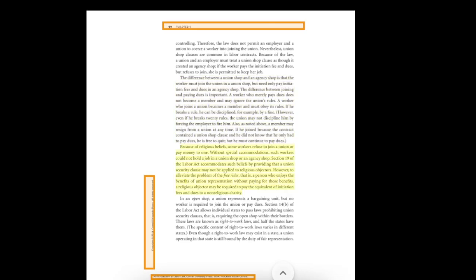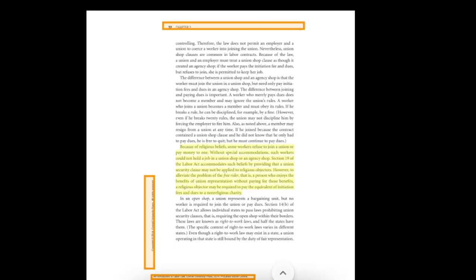Because of religious beliefs, some workers refuse to join a union or pay money to one. Without special accommodations, such workers could not hold a job in a union shop or an agency shop. Section 19 of the Labor Act accommodates such beliefs by providing that a union security clause may not be applied to religious objectors.